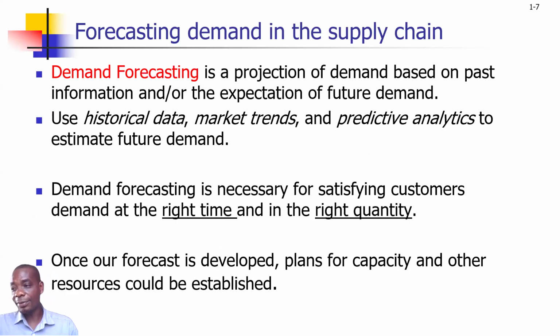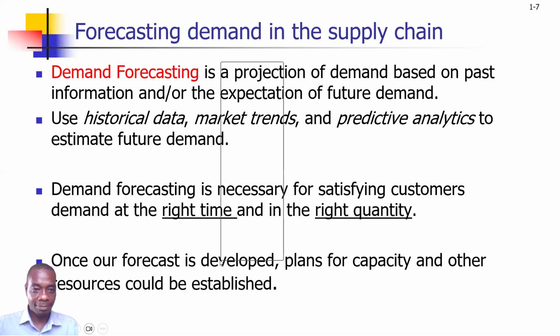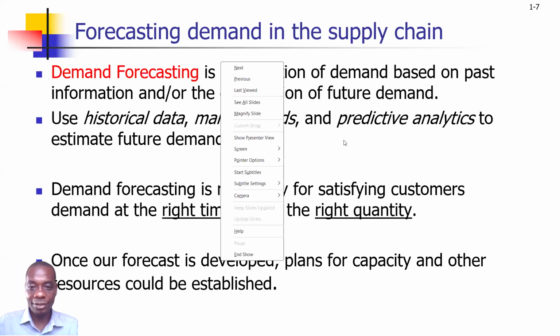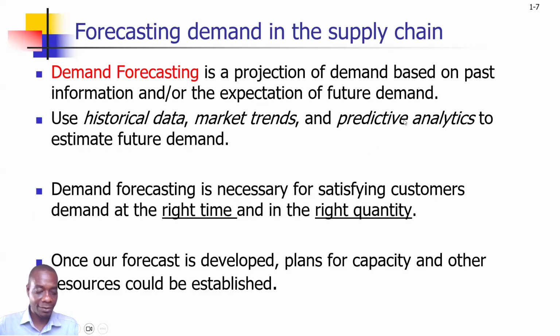So when we talk about demand forecasting in the supply chain, it basically talks about how we project what people will buy, or how much inventory or raw materials we need for production purposes. And we can do it through historical data. I want to talk about historical data.